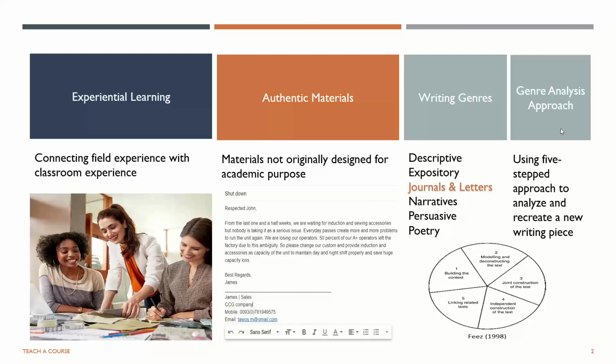And for teaching writing to these business students using authentic materials, we are using a genre analysis approach. This is a five-step approach to analyze a real life piece of business writing, and then using that piece of writing as a model, we recreate a new piece of writing, which will be used as a model for the students.